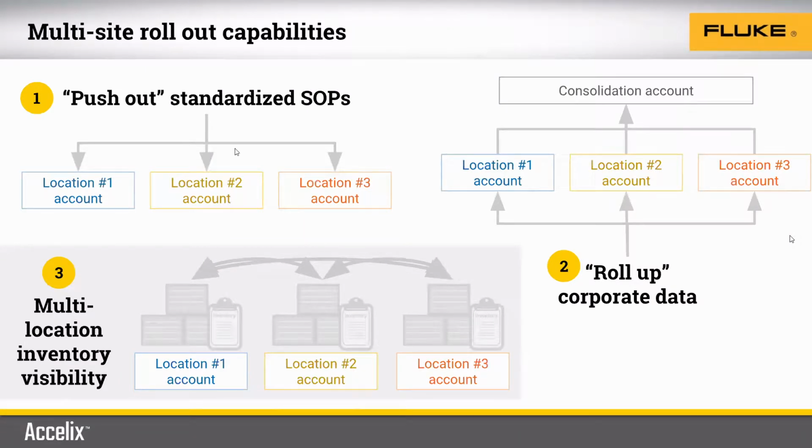If you're looking to roll out eMate across multiple sites, you can have what we call multi-site inventory, where you can see a part across multiple locations and potentially have that shipped from a different location. You can have consolidated accounts, basically where all the different locations would roll up into that account, and that account would have visibility over dashboards and reports across multiple sites and that kind of information. And then you can also push out standardized SOPs.